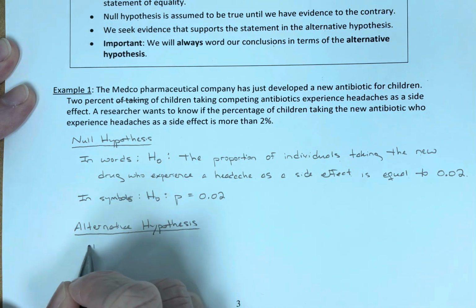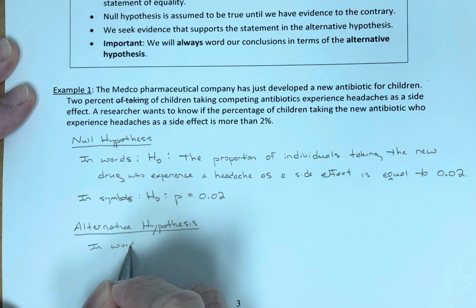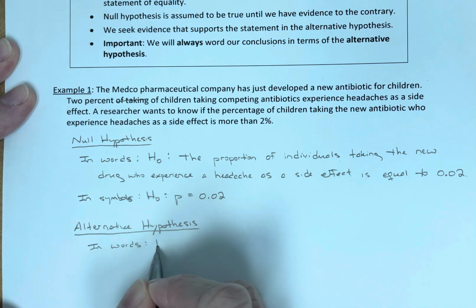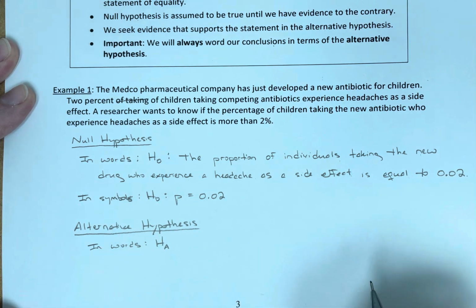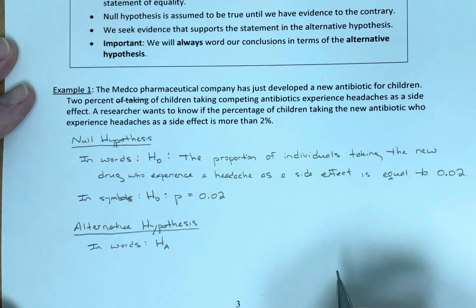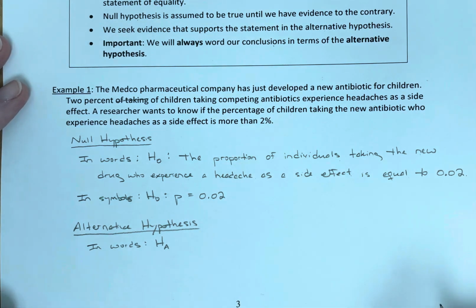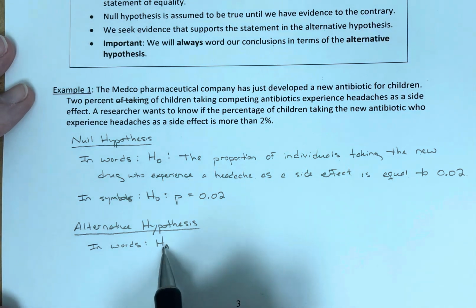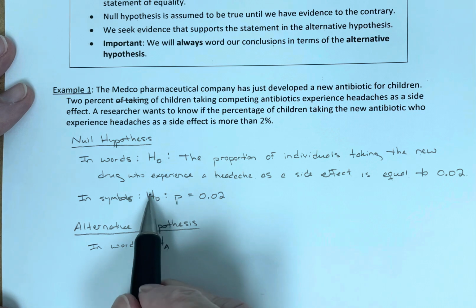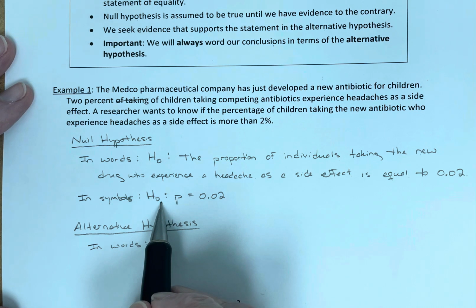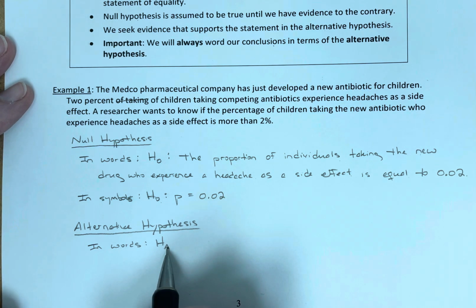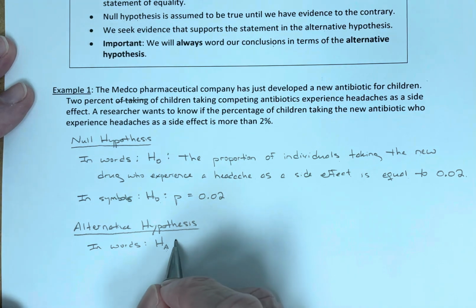Okay, in words, H sub A or H sub 1, either one. I think my lab, the homework uses one of these, and maybe the StatCrunch uses the other. So get used to seeing both A and 1 down here. The null hypothesis is always a sub 0, but you'll see A or 1 for the alternative.